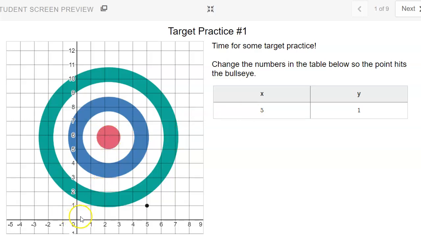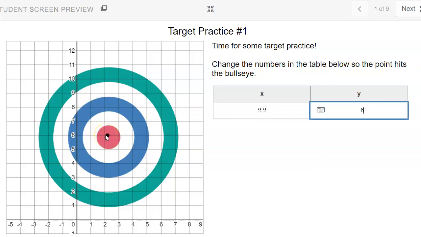It looks like on the x-axis we want to go over to maybe a little past 2. Let's try 2.2 for our x. I say 2.2 because it looks like it goes a little past the 2 to be in the middle here. Well, look, it moved our black dot over to 2.2. But now we want to be all the way up here in the red, so it looks like maybe we should be at 6 on the y-axis. So I'm going to change the y value to 6. Look, now our black dot is right in the bullseye.